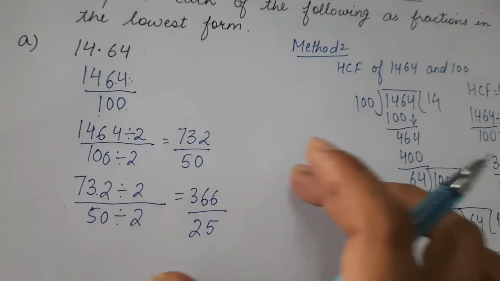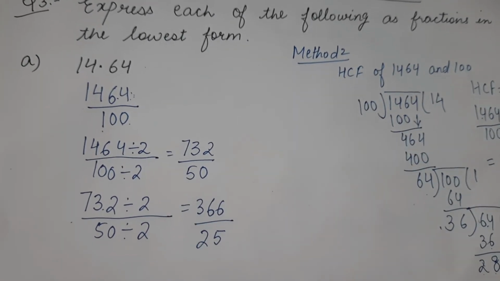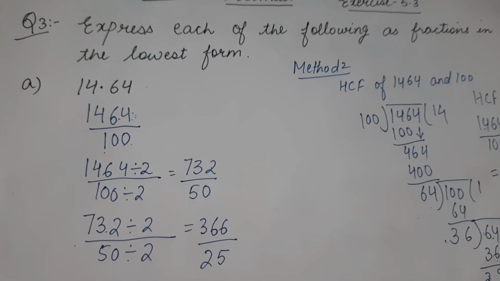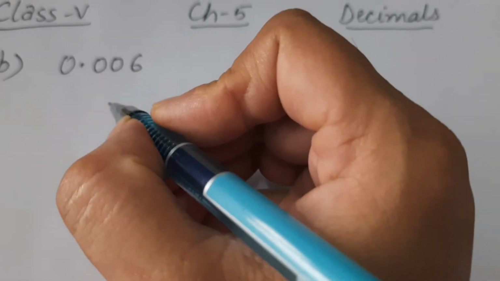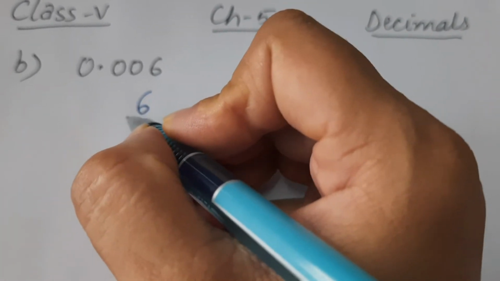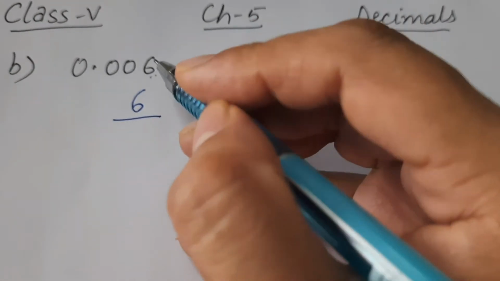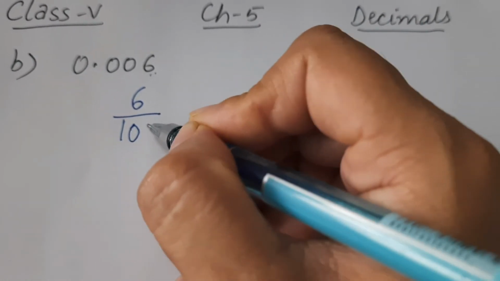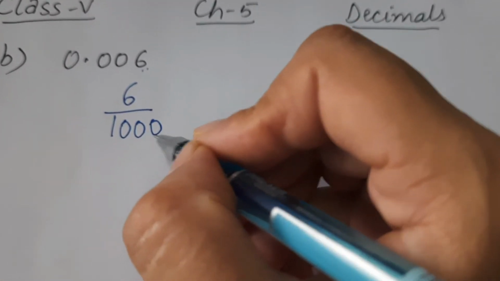So you can use either of these two methods. You can find the HCF or you can find the common divisor. Now come to B part. B part is 0.006. First of all we will convert this decimal number into a fraction. So this will be 6 upon, see, there are 3 digits after the decimal, so there will be 3 zeros in the denominator, followed by 1. So it will be 6 upon 1000.